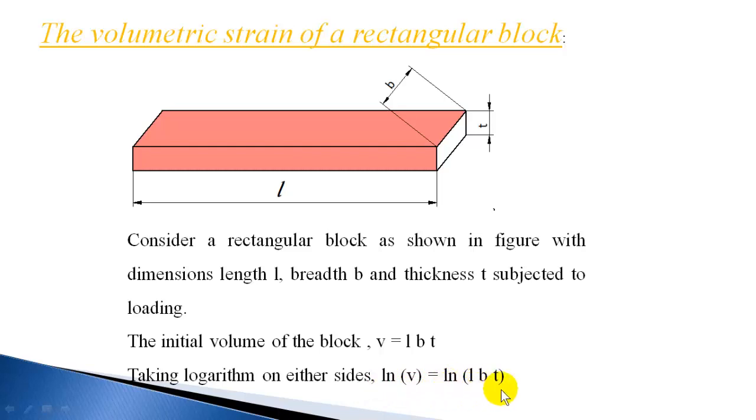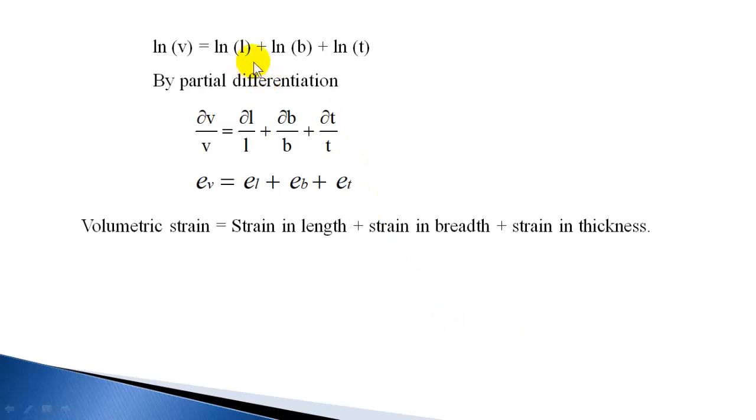Now this log LBT you can split into three parts: log L plus log B plus log T. So log V is equal to log L plus log B plus log T. If you go for partial differentiation, we will get del V by V is equal to del L by L plus del B by B plus del T by T. You know del V by V is differential change in volume to the volume of the block, that is volumetric strain. We can represent it by EV.